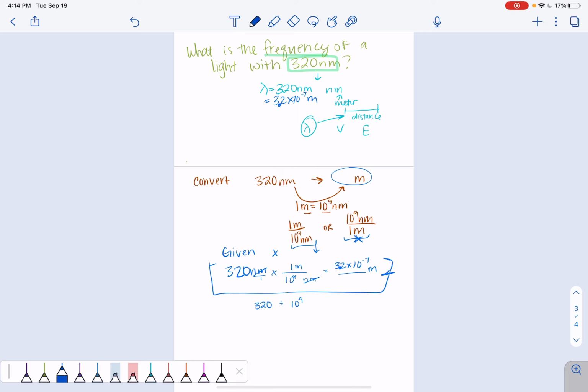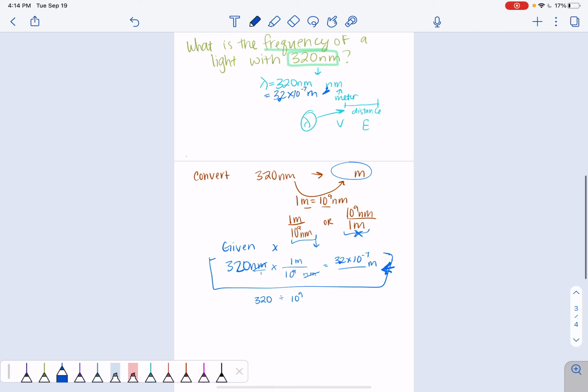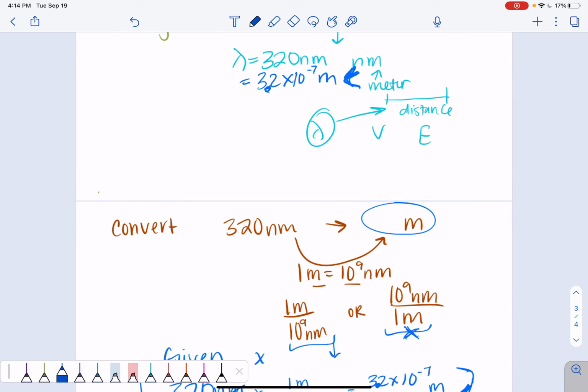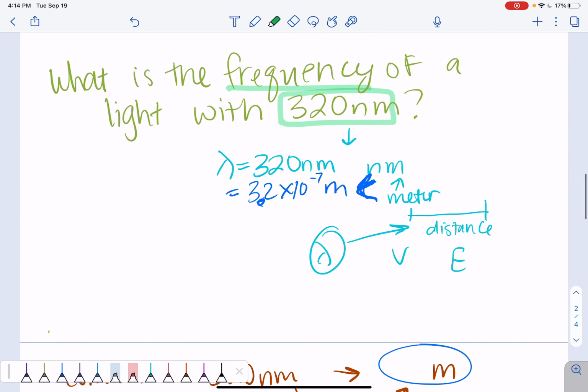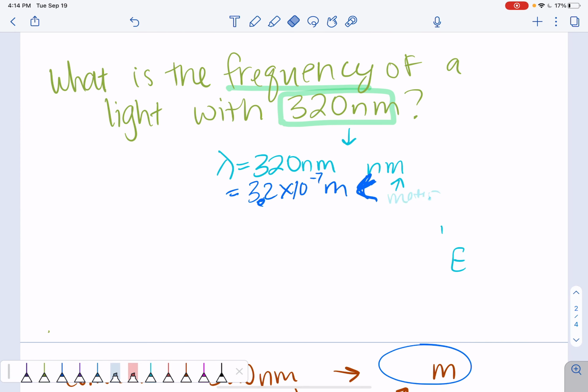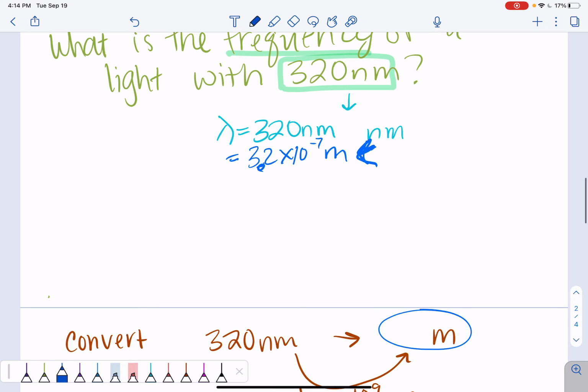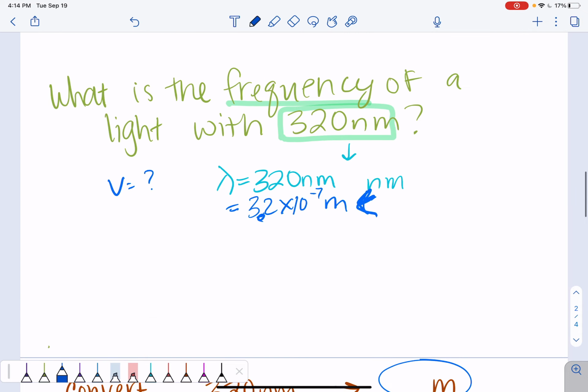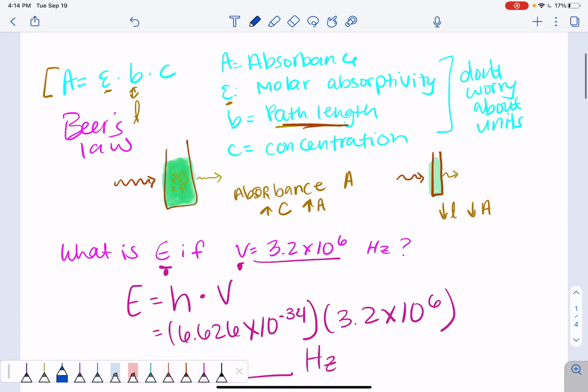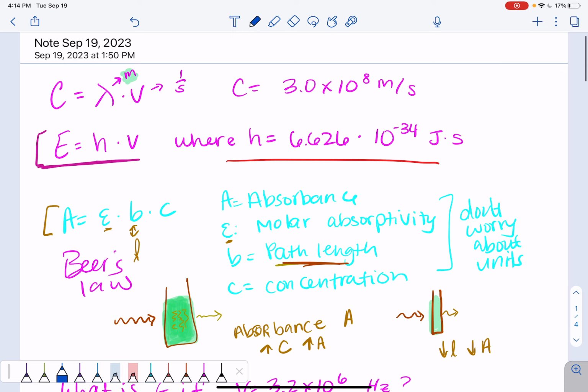Okay, you see how I use this right here, up here? All right, let's go back. Okay, so now that we have lambda, we want frequency. Remember, right here? So which equation gives us lambda and frequency? Well, here's one, lambda, frequency. So we can use this equation to solve for frequency.